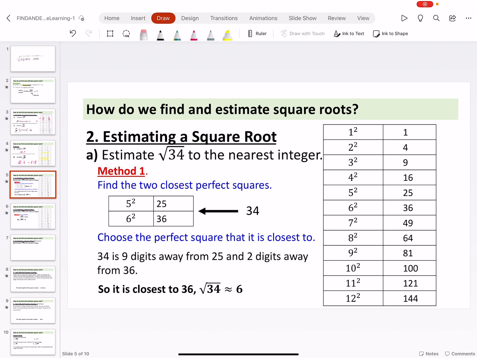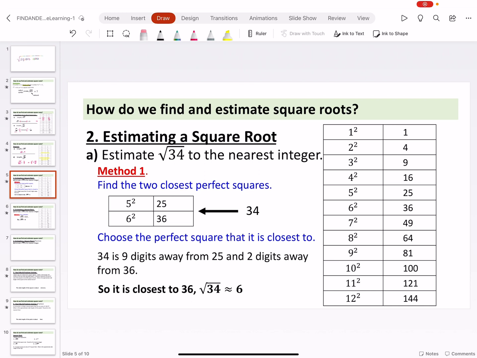So estimate the square root of 34 to the nearest integer. 34, however, is not a perfect square. So there's two different methods that we can go about this. There's going to be one that I'm going to favor more in our class because we are not given calculators very frequently, but I still want to show you the method just so you guys are aware in real life. So the first method, though, does not involve a calculator.